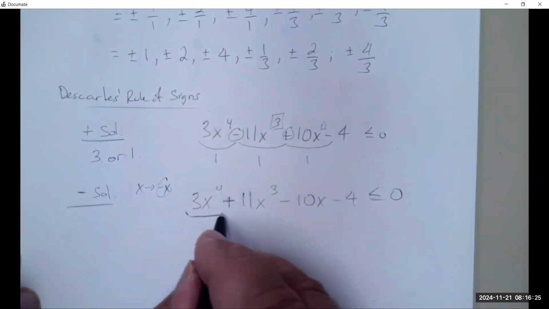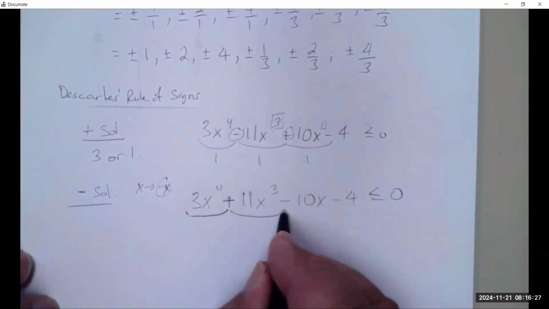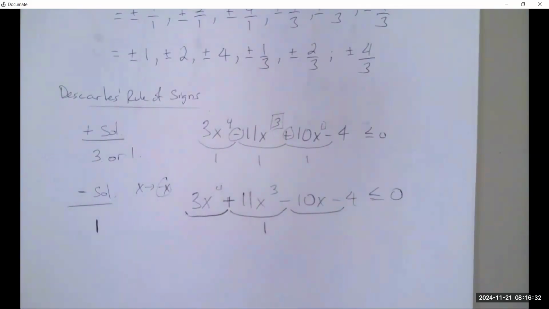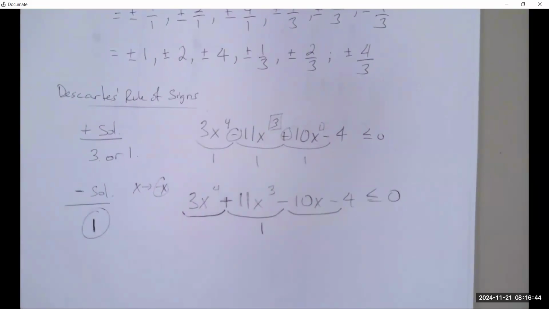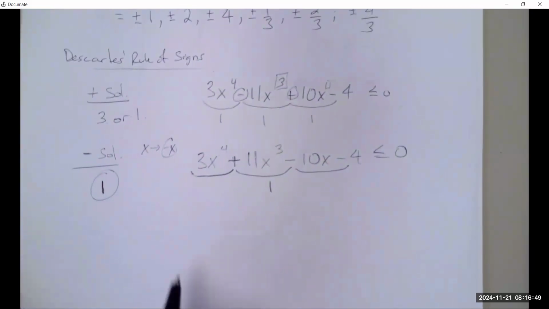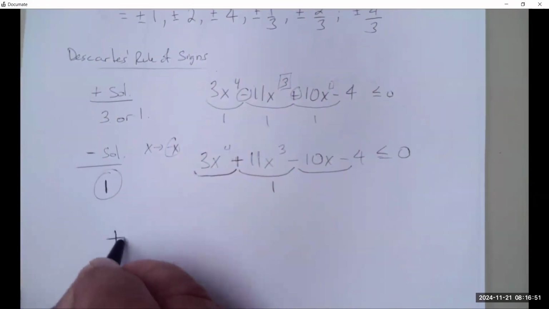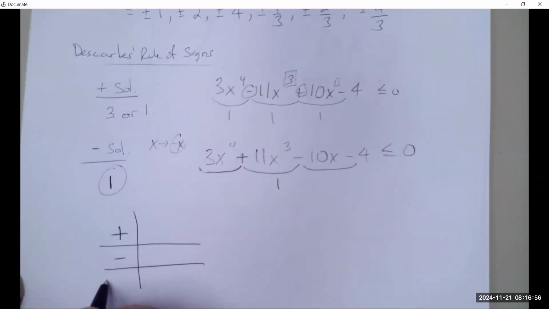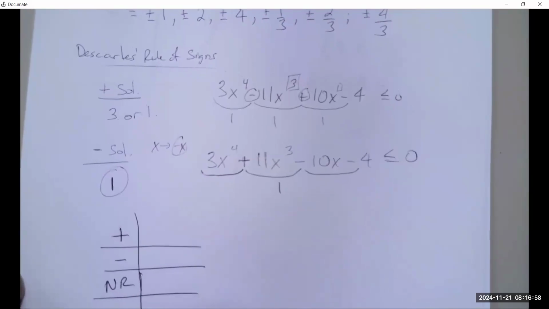Is that a sign change? No. Is that a sign change? Yes. Is that? So we will for sure have one negative solution. That's perfect, because once we find our negative solution, we don't have to do any more negatives. We just have to concentrate on the positives only. Right. So we have non-reals and zeros.